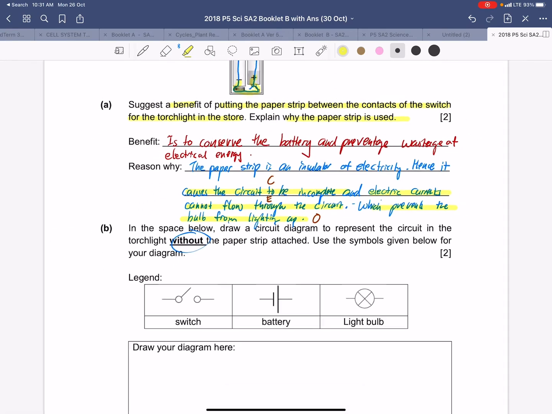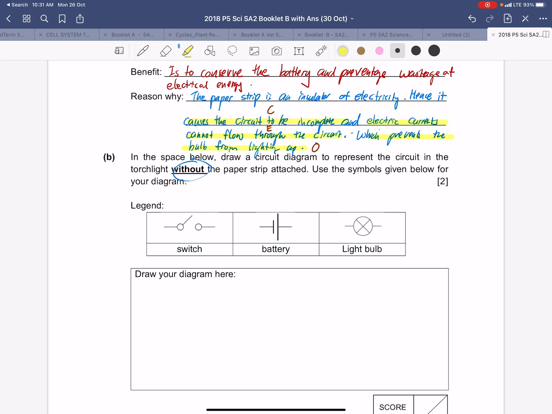Okay, very straightforward. So make sure whenever you are drawing something to represent a circuit, you want to be sure, if they say represent, the number of batteries, you need to take note. How many? Number of bulbs, how many? Is your switch open or closed? Okay?